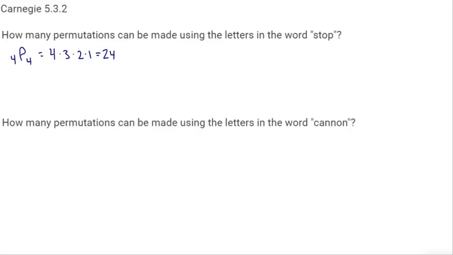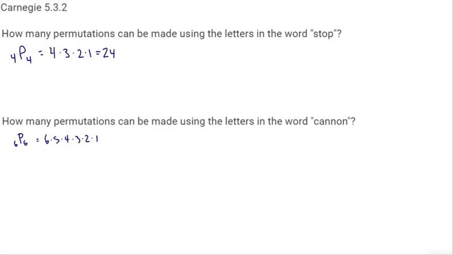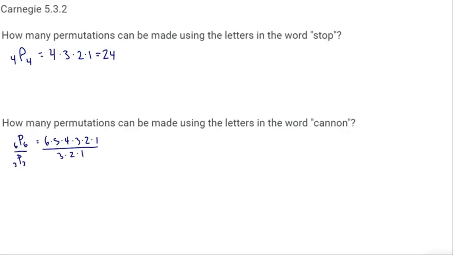If I instead wanted to know how many permutations I could make using the word canon, I would need to note the fact that the n's repeat. So I would start by doing 6 permutations of 6 because there's 6 letters in the word canon. I would then divide by 3 permutations of 3 because the n's repeat 3 times and we can't tell them apart. From there, we'll just reduce our fraction and multiply 6 times 5 times 4 to get 120.